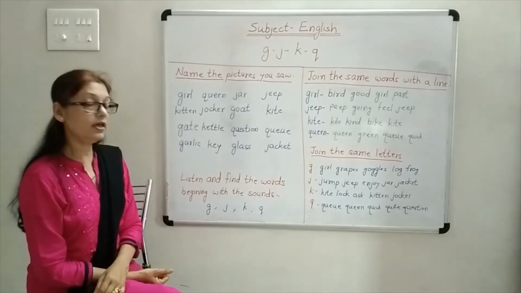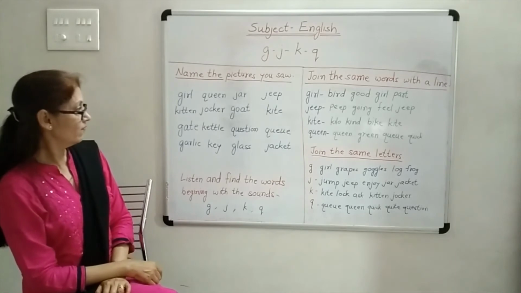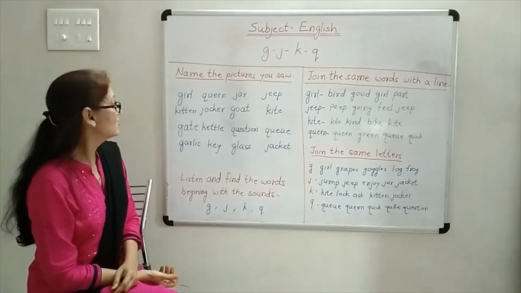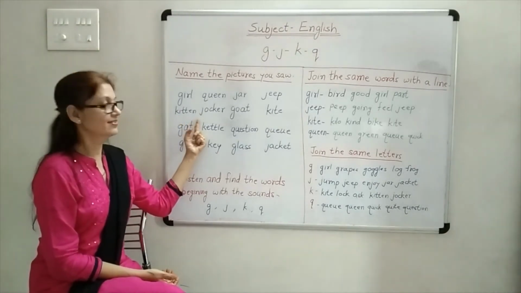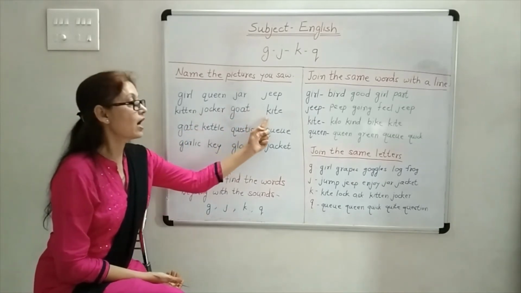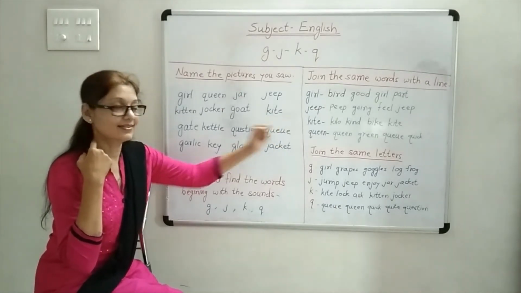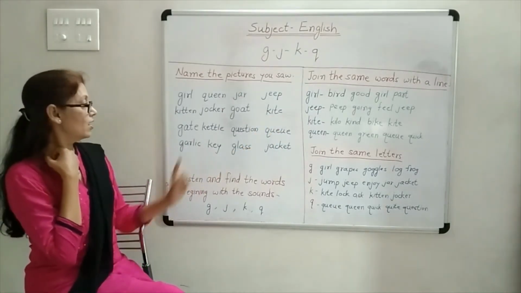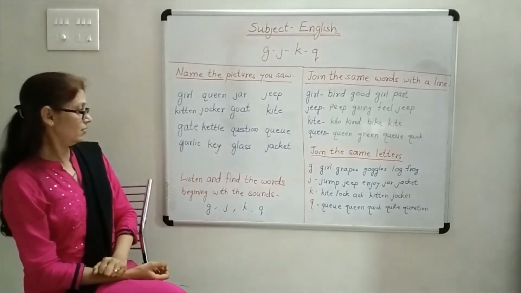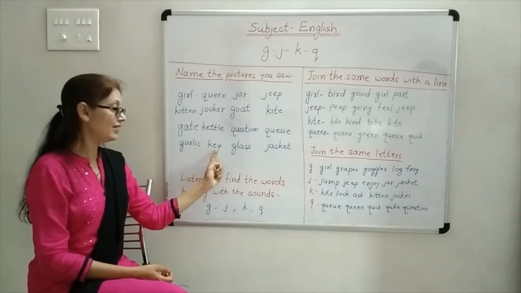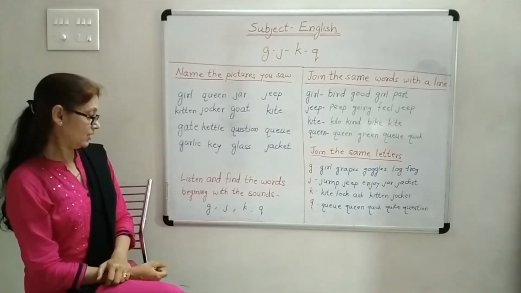Okay. Now I'll say k k k k. Where are k sound words? K k kitten. K k kite. Listen to the sound properly. K k kettle. K k key. Okay, I'll say another sound.